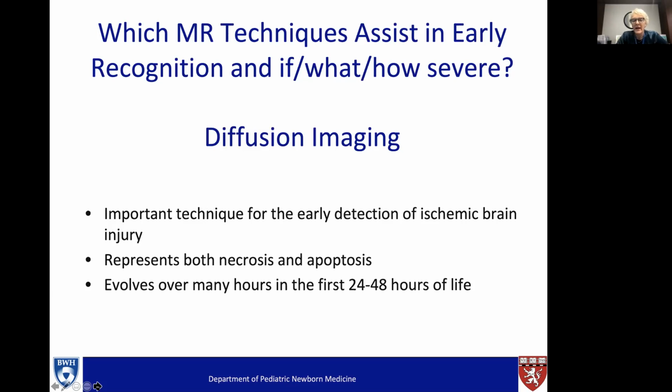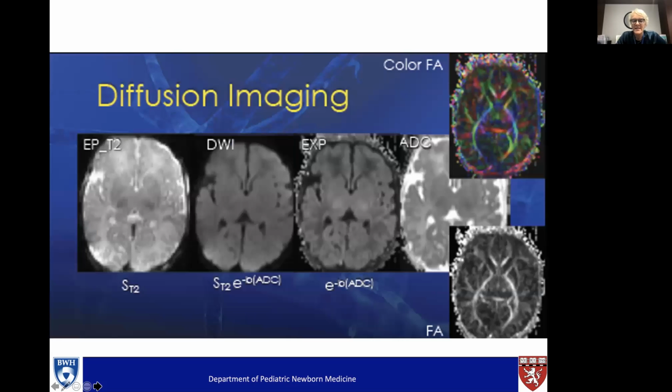So MRI in the early period, particularly the first 24, 48 hours, is really driven by identifying injury with diffusion imaging. And it's a very important technique and used for stroke in adults. It represents both necrosis and apoptosis, the two main measures of cell death, and it evolves over many hours in the first 24 to 48 hours. And it's very important that you know this. As I said, you can get these varying different types of images off the diffusion weighted image. And most of the time, what I would encourage you just to focus on is the so-called diffusion coefficient ADC map.